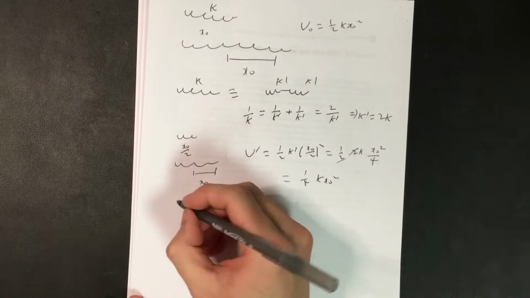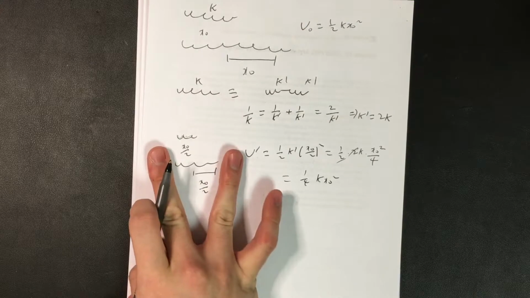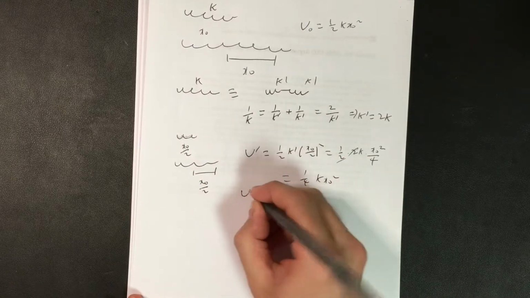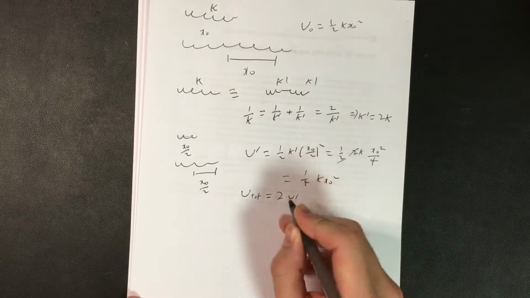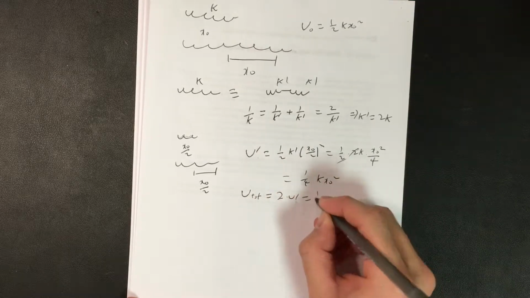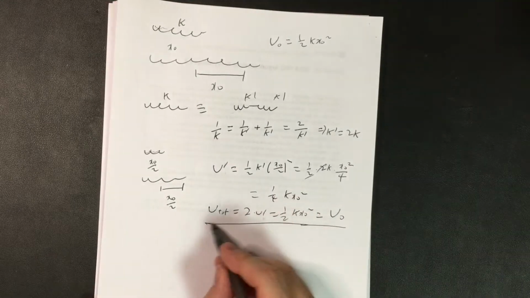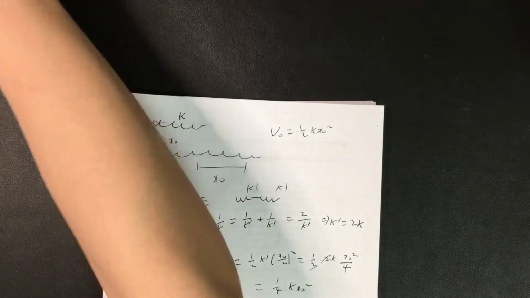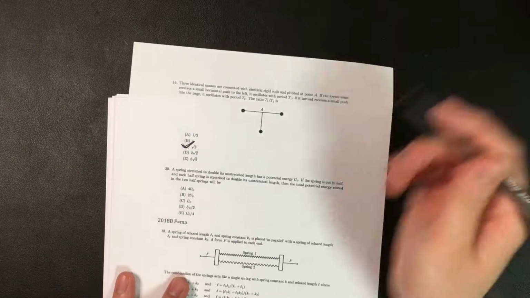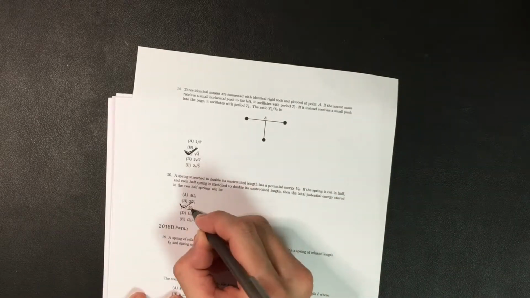Now, in the question, it says both of these half-length springs are stretched to double of their equilibrium length, which means the total potential energy is going to be 2 times the potential energy of the individual springs, which is going to be 1/2 k x naught squared. And we see that this potential energy equals the original potential energy of the spring that has been stretched double of its equilibrium length. So therefore, the potential energy of two half springs equals U naught.